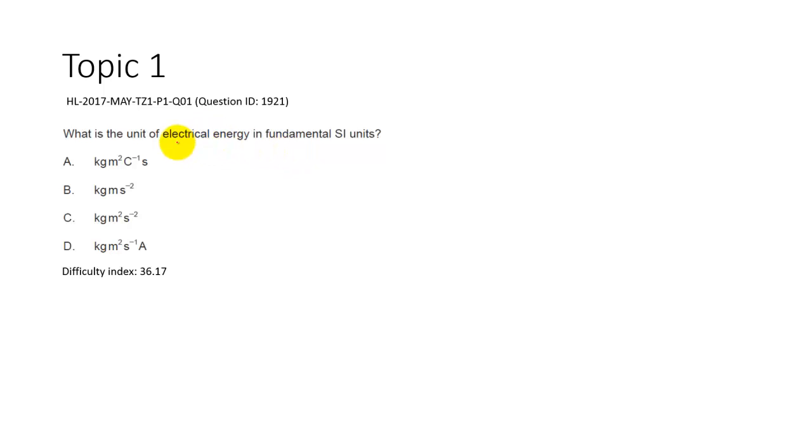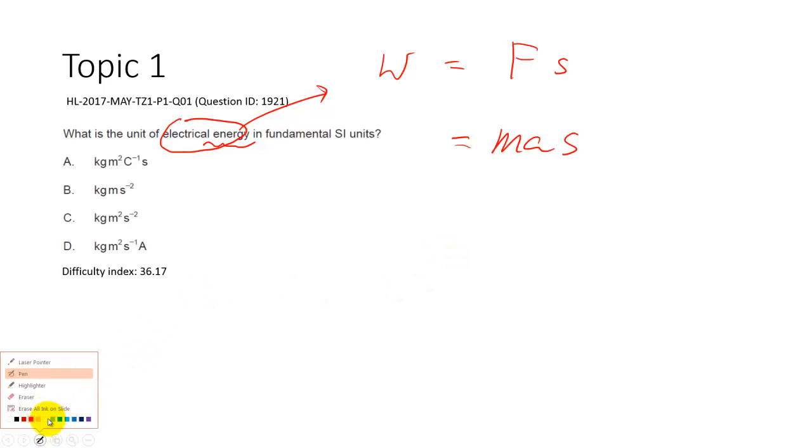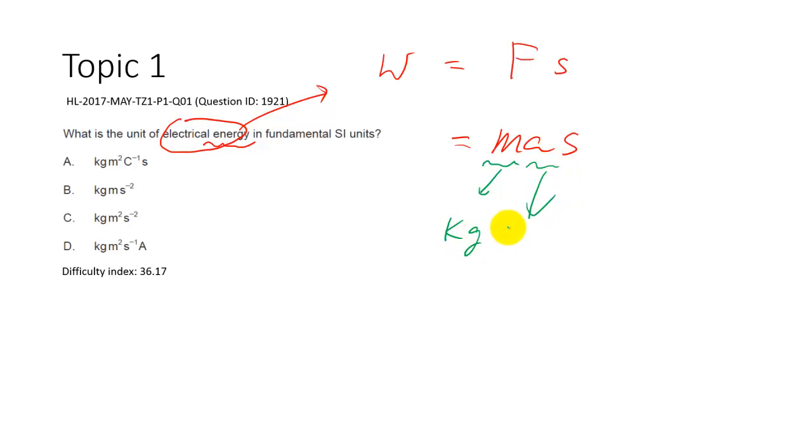Okay, topic 1, unit. This is asking you about the unit for electrical energy, and I would say you can just take it as energy, which you can relate to the most fundamental definition of work done. So work done is force times distance in IB physics, and net force is mass times acceleration. From this equation, you can derive by thinking of M as kg, A as meter per second square, and S distance as meter. If you multiply all this, you get kg meter square per second square. So simply the answer is C.